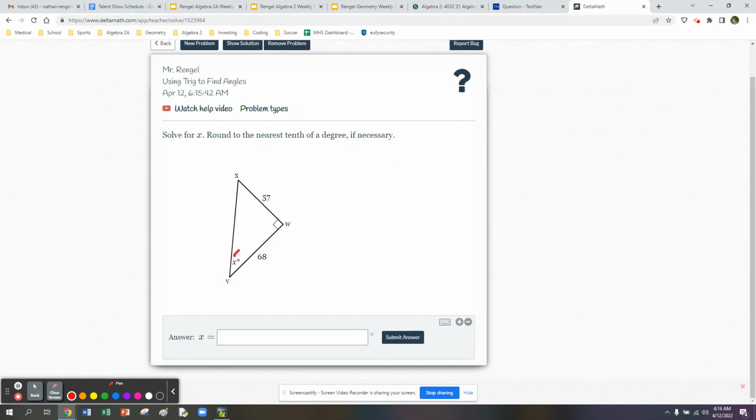So in this problem, we're going to go about it the same way. We're going to take and circle our angle and then find our three sides. So there's our hypotenuse, there's our adjacent, there's our opposite. Now this one uses adjacent and opposite, which is tangent. So now I'm going to take the tangent inverse of my opposite, which is 57, over my adjacent, which is 68.